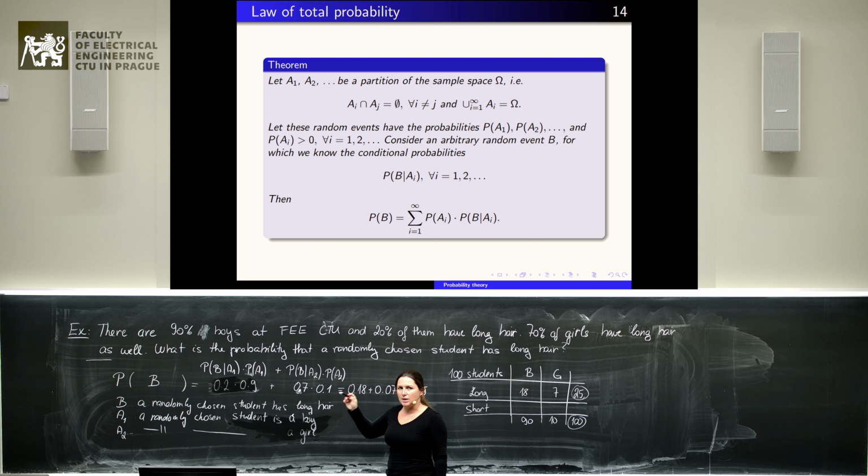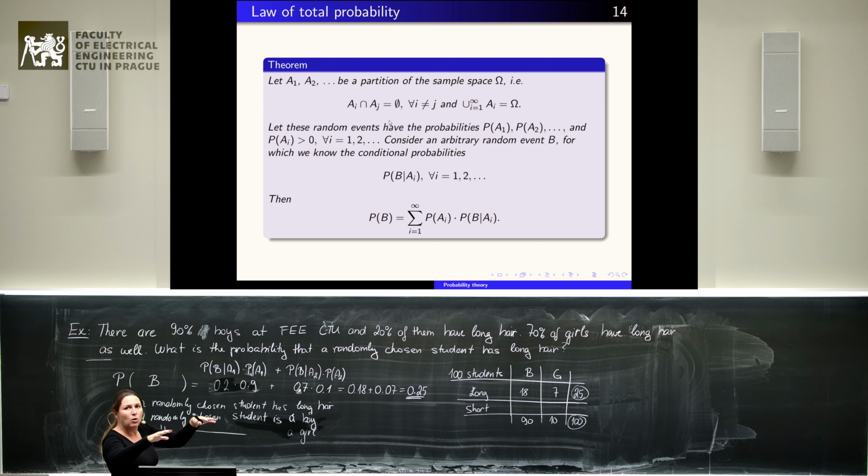And this is exactly what is said by the theorem. The theorem says that when we have some events A1, A2, and so on, and these events form a so-called partition of the sample space capital omega, it means that they are disjoint and they cover all possibilities which can happen, all events which can happen. And so their union gives us the whole capital omega.